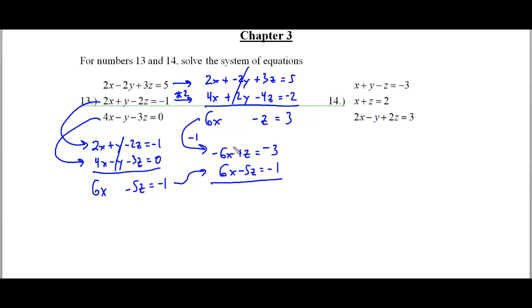So what this makes over here, the 6x's simplify to 0. This makes -4z equals -4. Z is equal to 1 when I divide both sides by -4. Well, this is a promising start here.